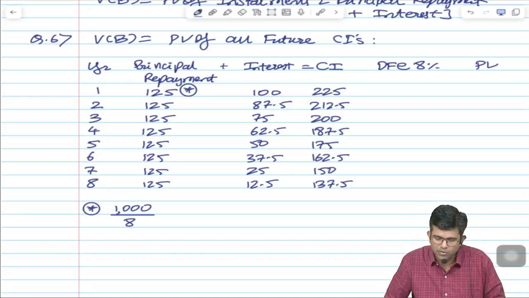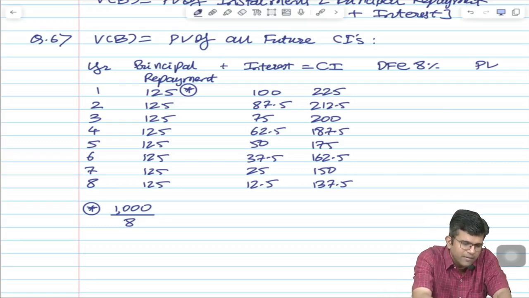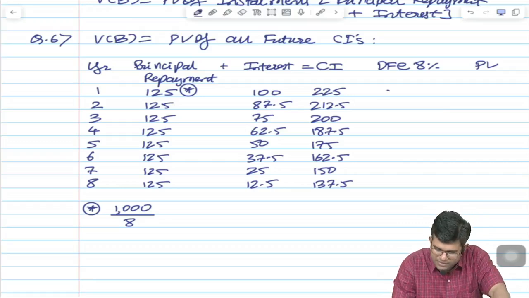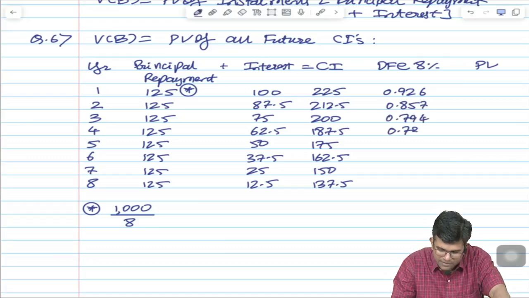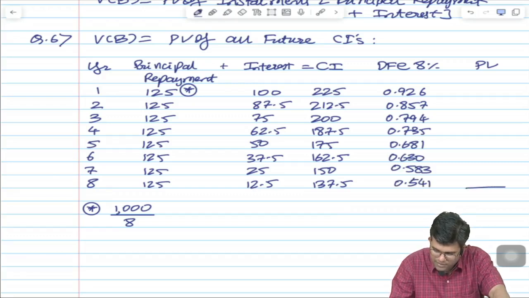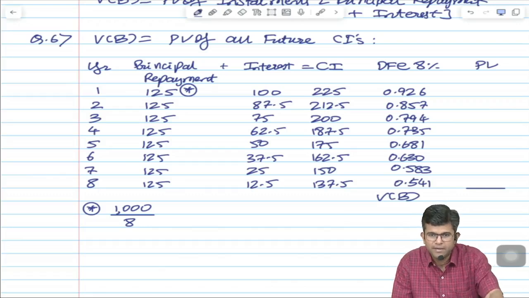Everyone ready? And then one should put discounting factors. So I will now take 1 divided by 1.08. This is 0.926, 0.857, 0.794, 0.735, 0.681, 0.630, 0.583, 0.541, and this will give you V bracket B. Everyone clear? V bracket B.